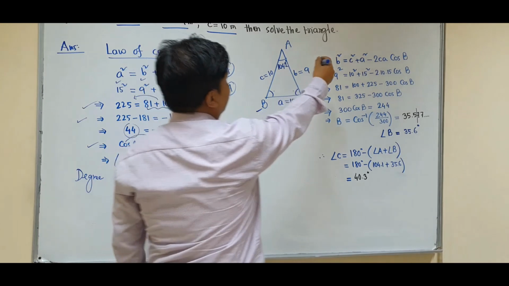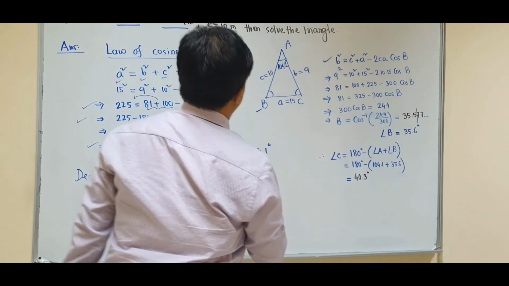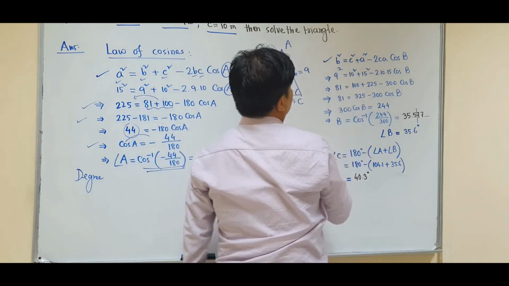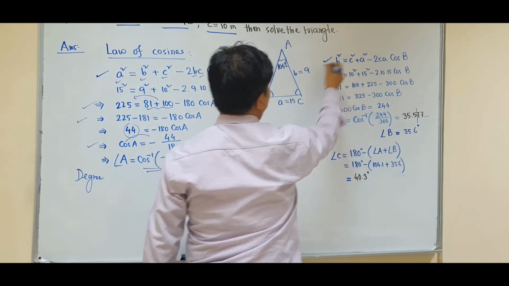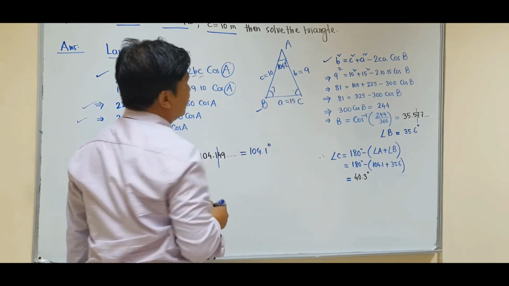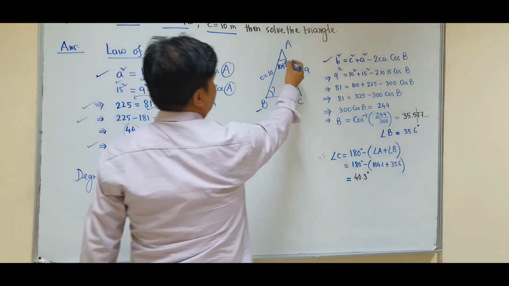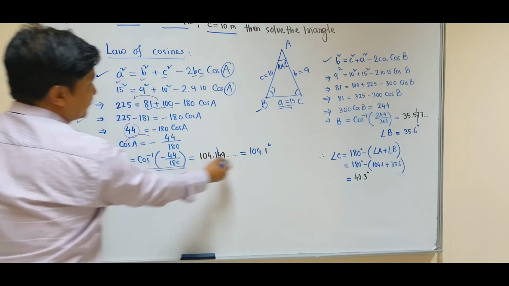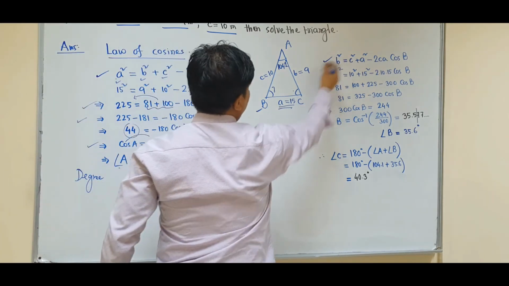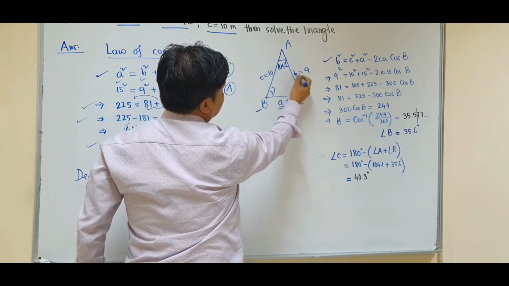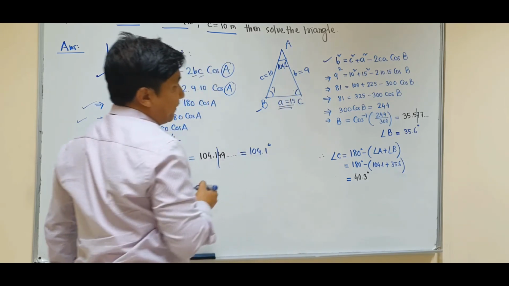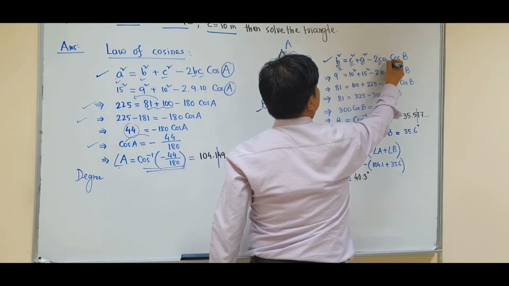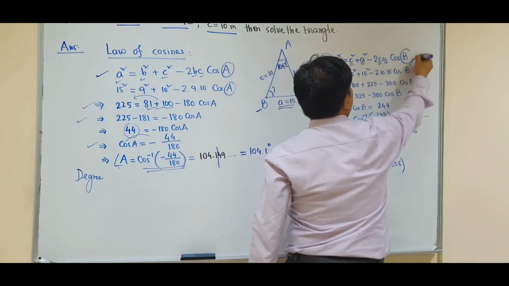Now we use again the cosine formula. You see we have used a square here, and now we are using b square here. Whenever you are using b square, clearly we will get this angle B. For this side a square, we got angle A, right? So for this b square, I will get this angle B. After substituting the values b, c, a, we will find angle B.